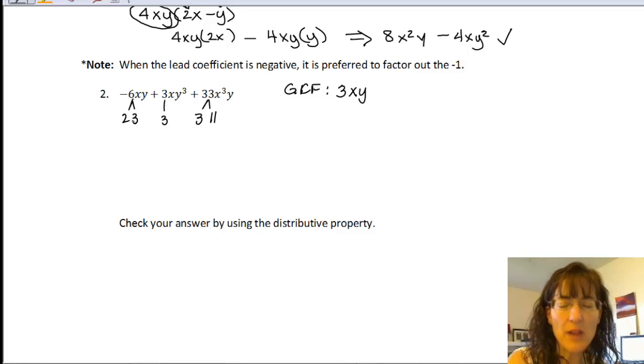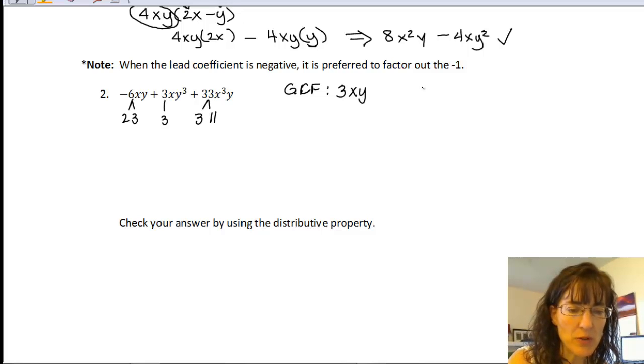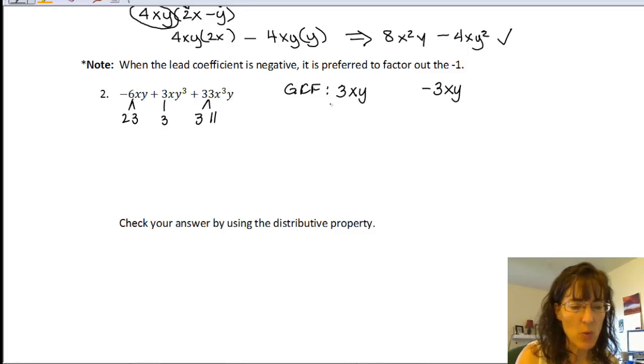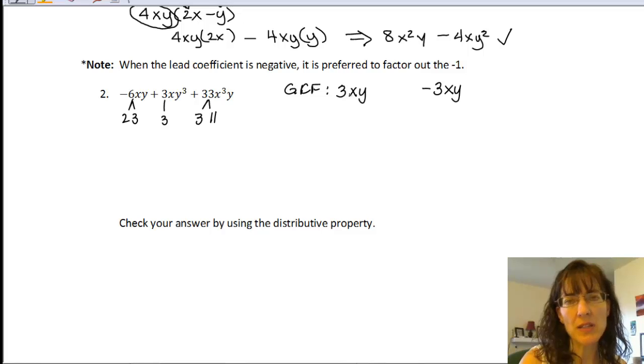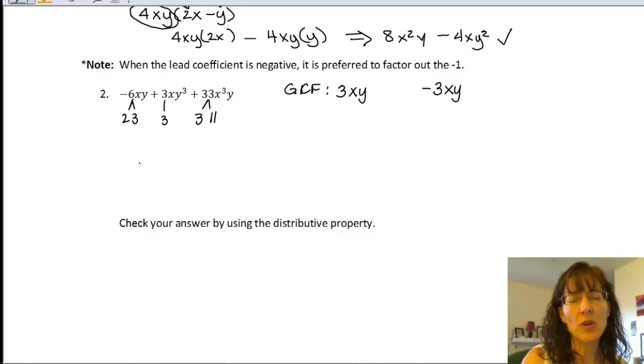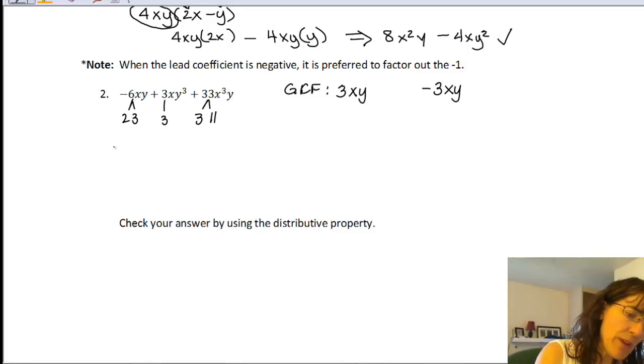So then I have 2 options. I can factor out a negative 3xy because I do have a negative sign on some of my terms, or I could just factor out a positive 3xy. And it's really your option, and it's going to depend on what you're doing with the polynomial next. So if I factor out a negative 3xy, I'll show you that first.